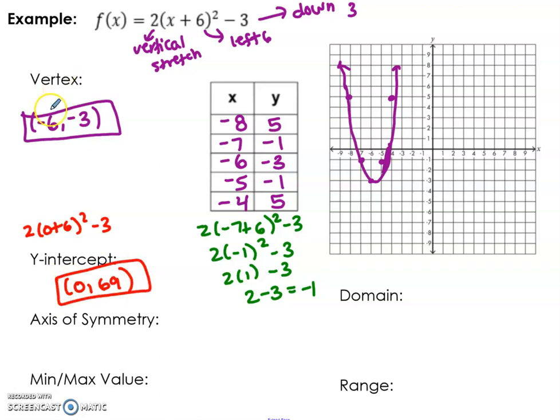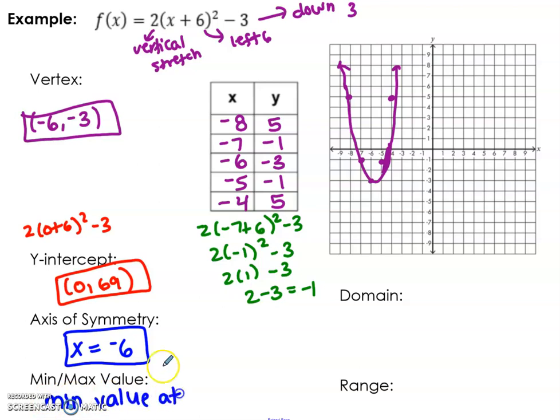Now that we have the vertex, we can find the axis of symmetry. That's x equals the x value, so negative 6. We can see that this parabola opens up. The a value is also positive, telling us that it opens up. So we have a minimum here, and the minimum value will be at the y value of the vertex, so negative 3.